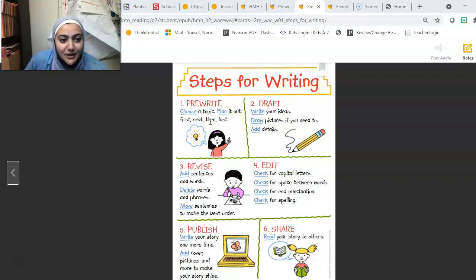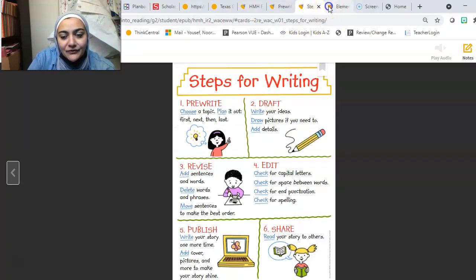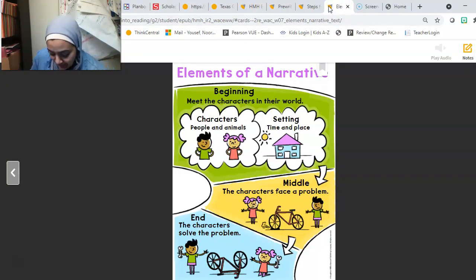Most of the time when we publish, you should publish it nice and pretty, typed on a computer. And then step 6 is share it. That's when you read your story to the class or to others. All right, if I move on, let's talk about elements of a narrative.